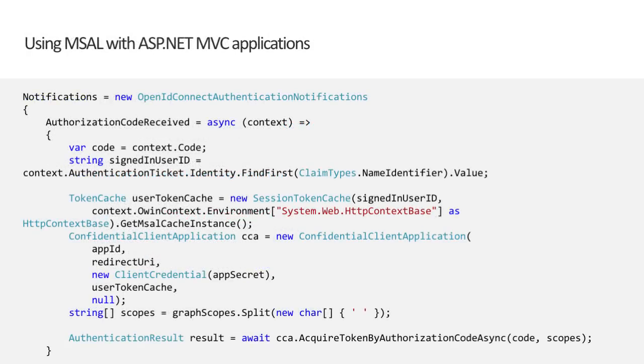Now, let's talk a little bit about using MSAL with ASP.NET MVC apps. Once a user is signed in via the OWIN middleware, the application then uses the MSAL to call a downstream API, such as the Microsoft Graph API. The OpenID Connect middleware receives a code as part of the OAuth flow. MSAL redeems this code using the acquire token by authorization code async.